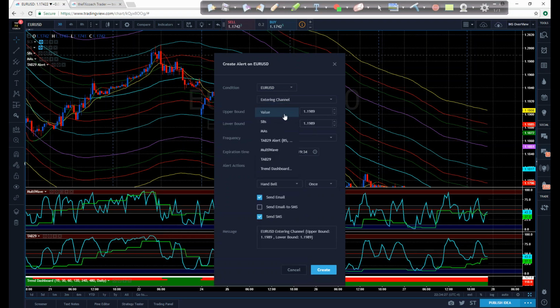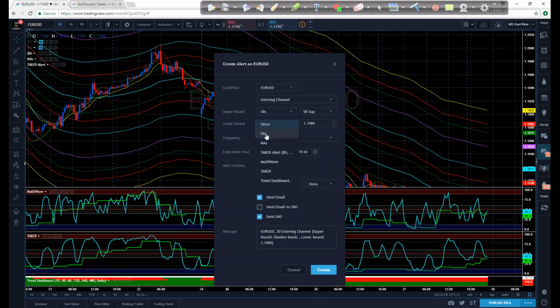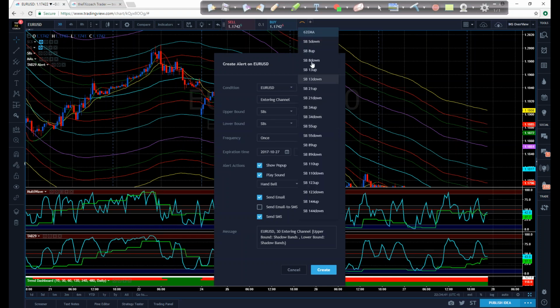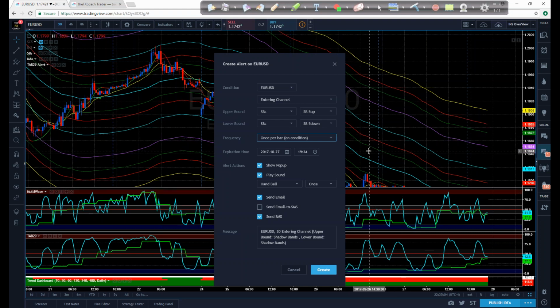look at this for value. Shadow bands. Let me pick the 5 up shadow band as the top of the channel, and the lower channel, I'm going to use shadow bands again, and I'm going to pick the 5 down. So now I've got a 10 pip zone, 5 pips on each side of my 62, and I can set an alert for that. When it enters that channel, on condition, live candle.